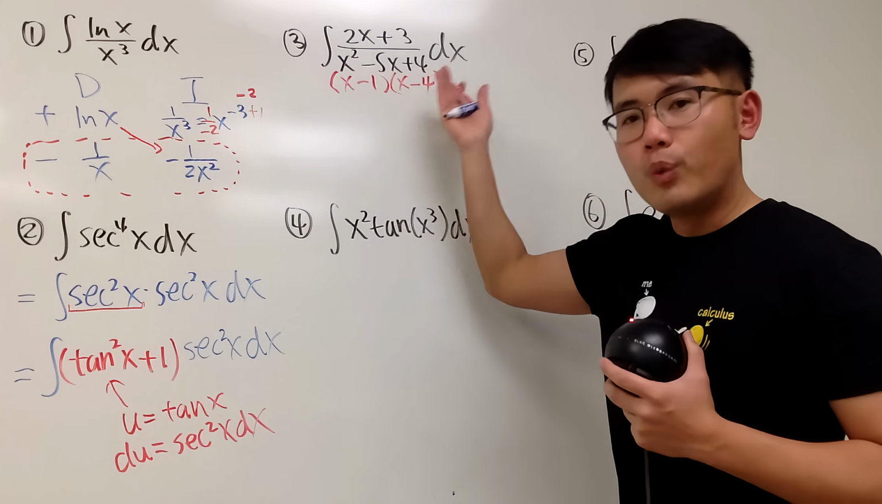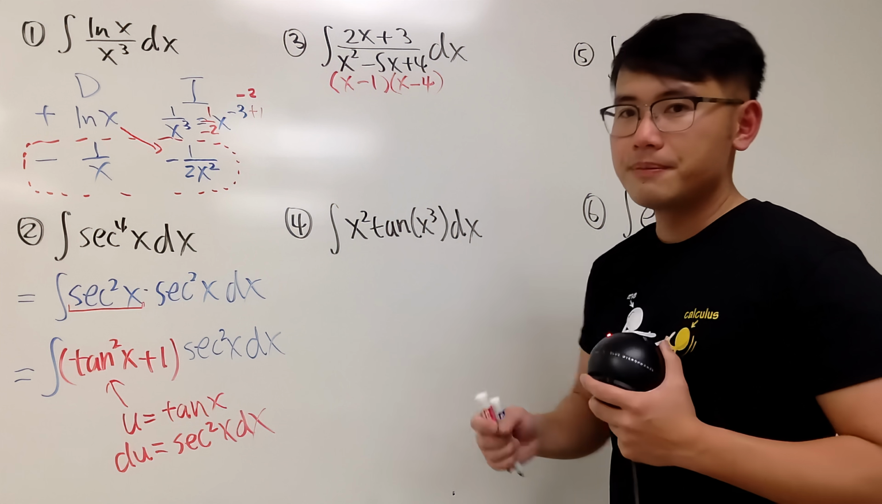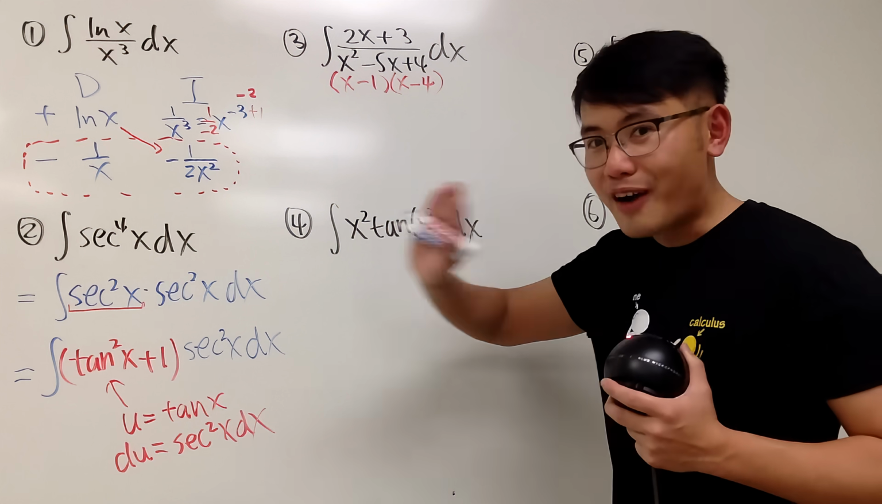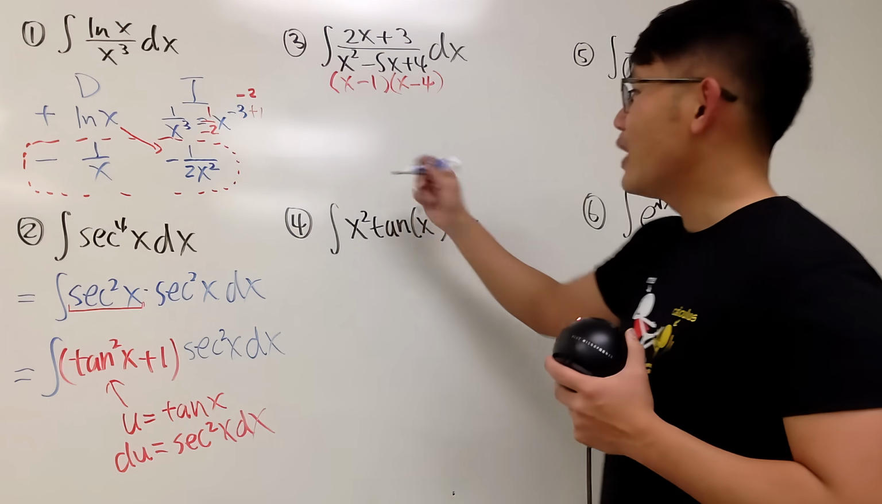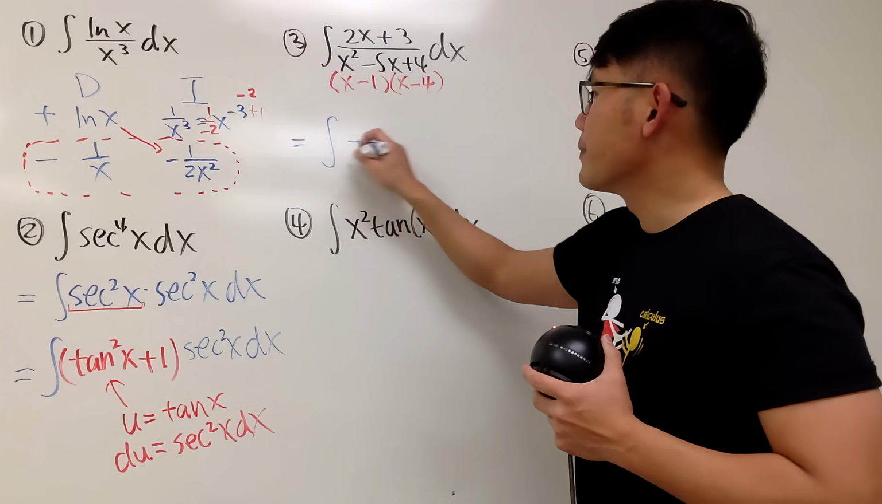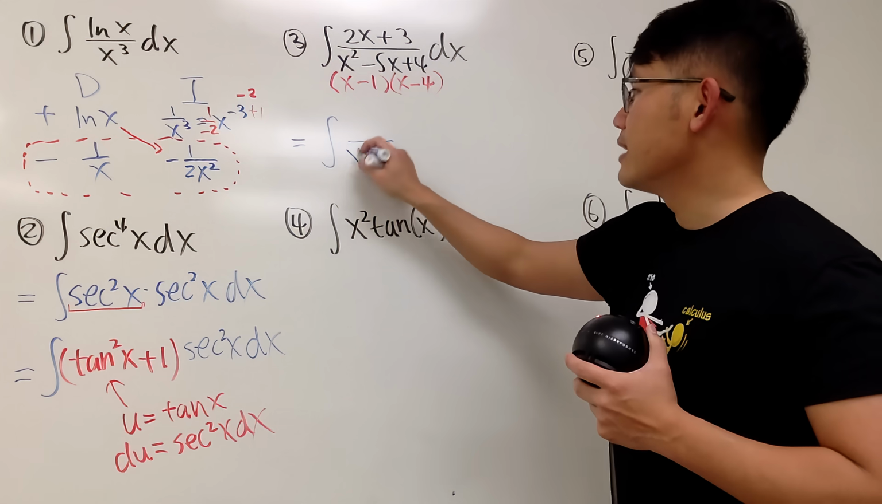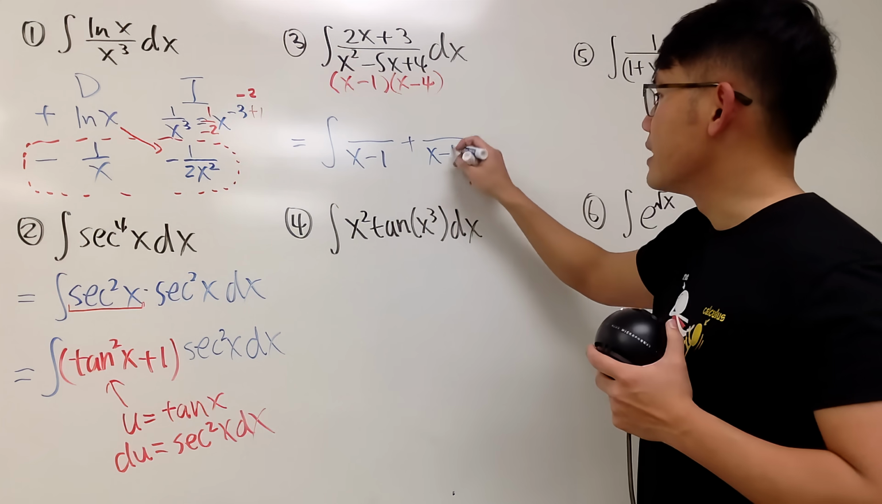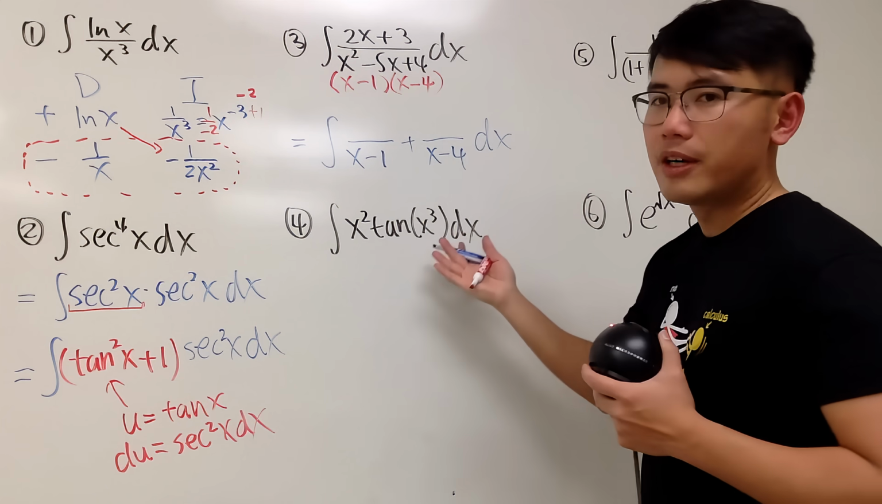And as you can see, we have 2 different linear factors. That means we can just do the partial fractions by the cover-up method. So I'll write this down right here for you guys. This is the integral. And then the first fraction has x minus 1 as its denominator. And then the second one has x minus 4 as its denominator.